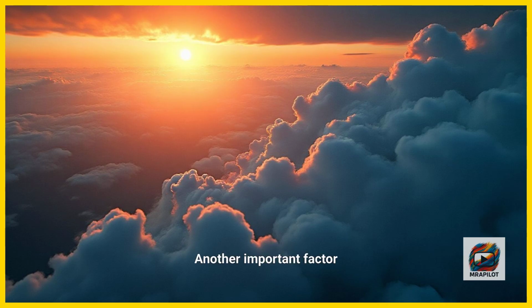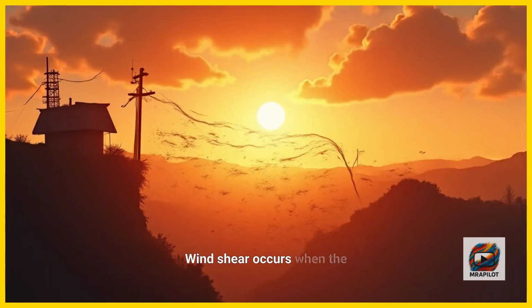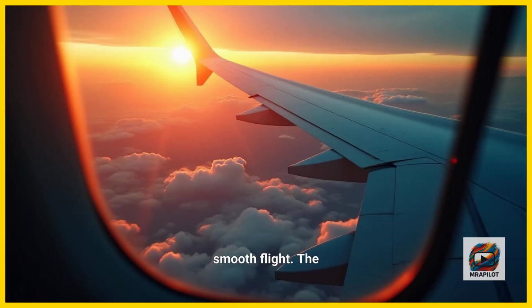Another important factor on the high-level SIG WX chart is wind shear. Wind shear occurs when the wind direction or speed changes abruptly over a short distance. This can create turbulence and disrupt smooth flight. The high-level SIG WX chart will highlight areas of wind shear, especially near jet streams or storm systems, so pilots can adjust their flight level accordingly to avoid these turbulent areas.